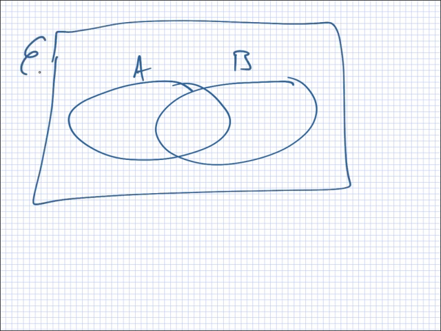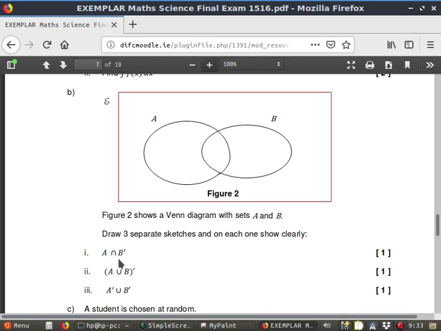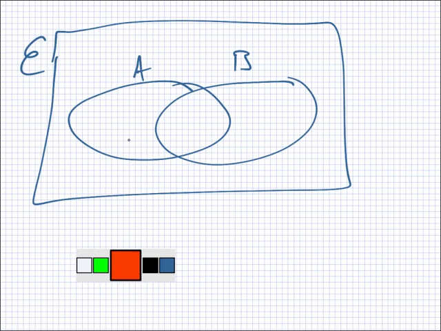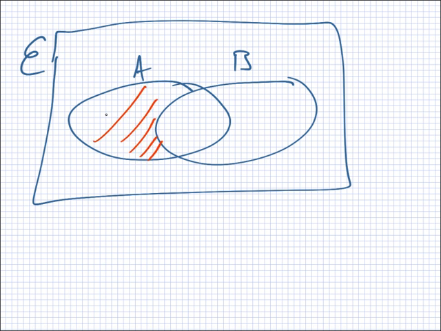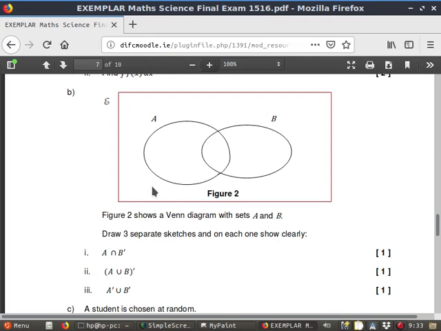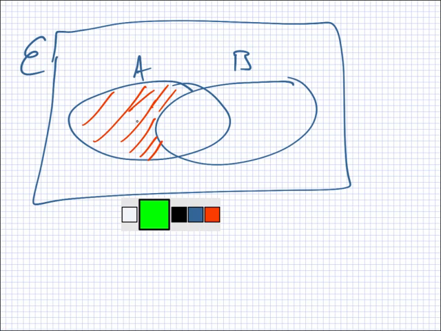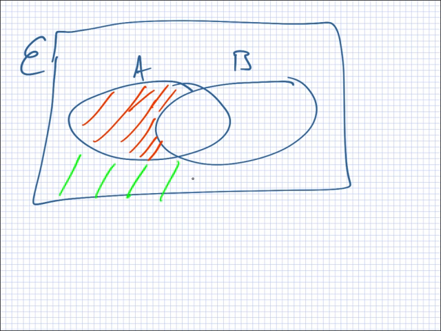And there's the universe. A intersect B complement. So there's A intersecting B complement. So that's that one, the first one. Okay? The next one is A union B complement. I'll put that in green. A union B complement is this.